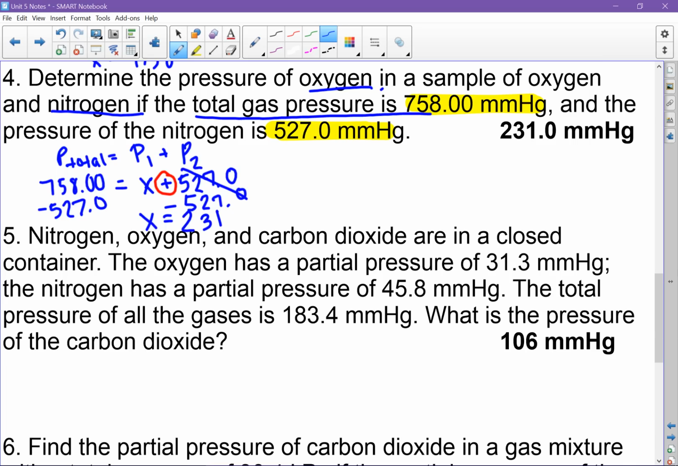Then we just have to double check our sig figs. We were given 5 here and 4 here, but what we had in our calculator only has 3, so we need 1 more. To fix that, we're going to put a point and a 0. That gives me the 4 sig figs that I wanted. We put mmHg on it because it gave us that unit in the question.